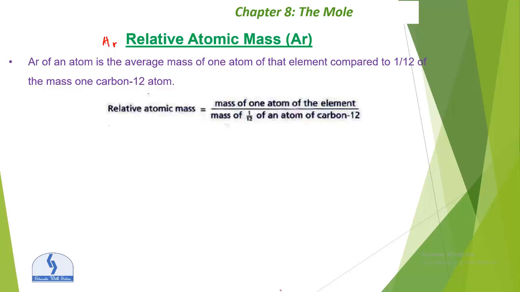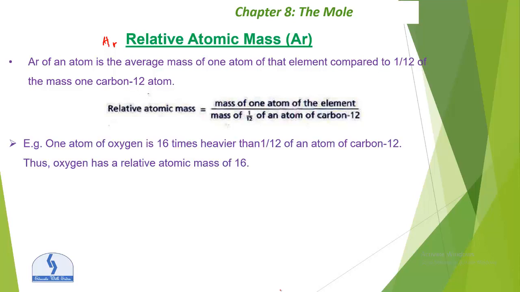Its formula is: relative atomic mass is equal to the mass of one atom of the element divided by the mass of 1/12 of an atom of carbon-12. For example, one atom of oxygen is 16 times heavier than 1/12 of an atom of carbon-12. So we can say oxygen has a relative atomic mass of 16.